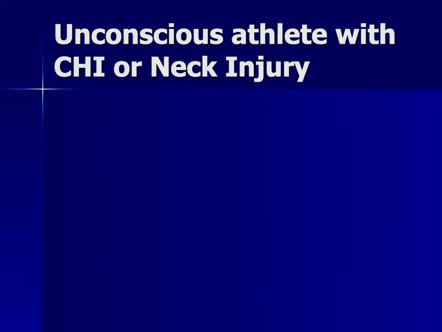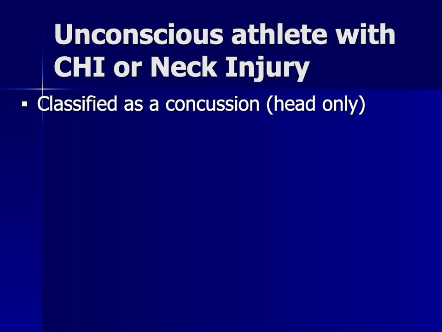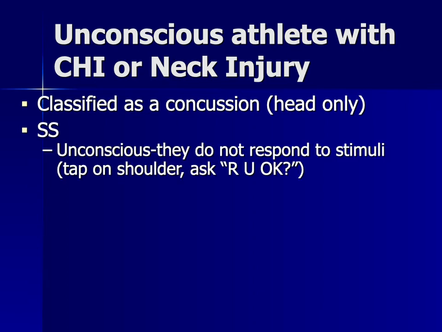So if we have an unconscious athlete with a closed head injury or a neck injury, we assume we're going to classify this as a concussion. But typically when somebody's unconscious, we just treat everything like a serious head or neck injury, fractured neck, those types of things. Our signs and symptoms here: the person doesn't respond. We say, are you okay? No response to stimuli. So that means they're unconscious. They could have irregular breathing and an irregular pulse.